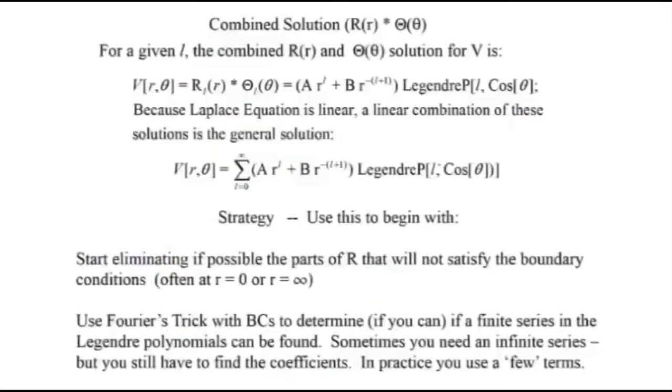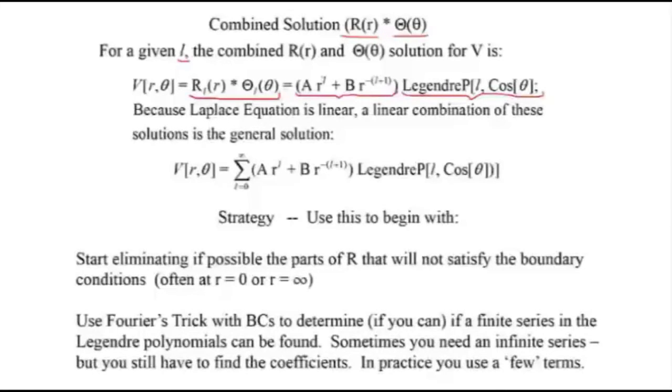So now we want to talk about the combined solution. So remember, we found an R and we found this theta in terms of these Legendre polynomials. So for a given L, the potential would be written as our product of the R and theta equations. Here's our R, capital R. Here's our capital theta. And so this is the general solution for a single L.